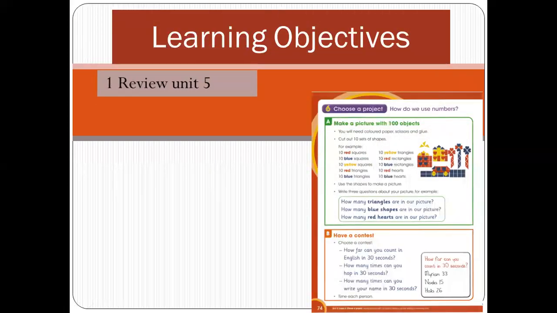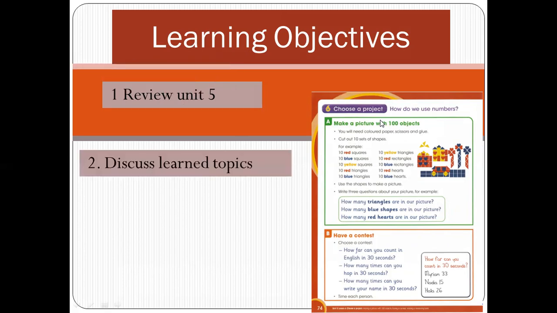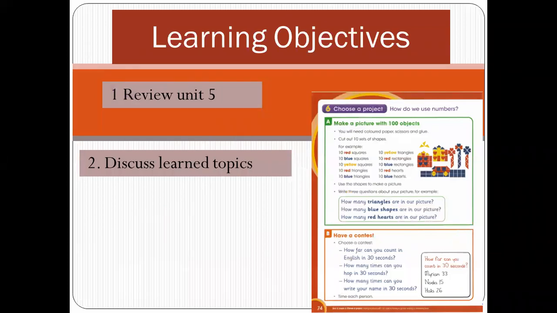So in this lesson, basically, we are going to review our unit 5. All those lessons that we have studied in unit 5, we are going to revise them in today's class. So the page number is 74 of your English learner's book, and we are going to review our unit 5 in lesson 6. And we are going to discuss the topics that we have learned.